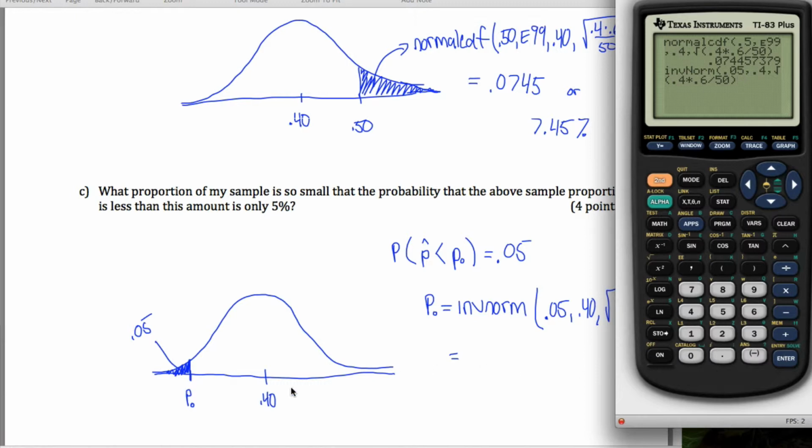I'm expecting this value to be some number less than 0.40. So I don't know, maybe 0.3 or so. There you go, 0.286.